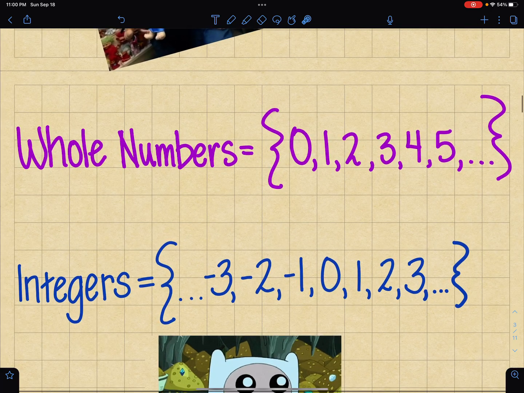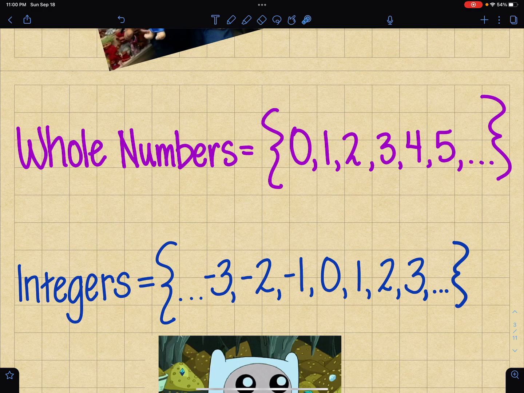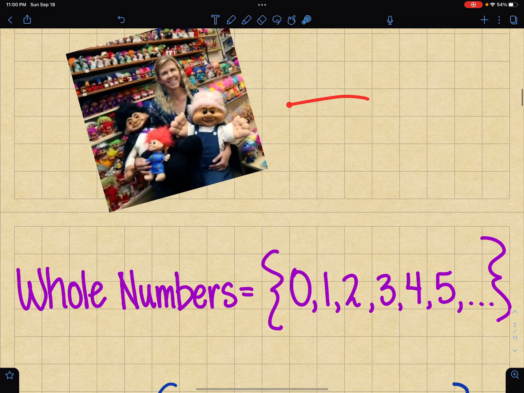What about whole numbers? So if you add a 0 to this set, I mean, people are particular about their sets, right? Like you couldn't just give this lady any doll that's not a troll doll and be like, here, put this in your set. She'd be like, no, that's not part of my set.